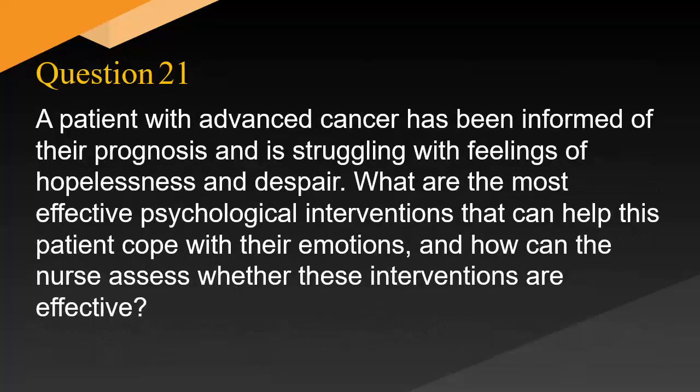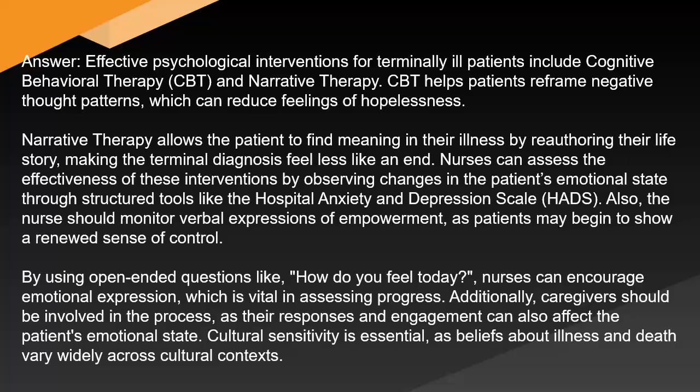A patient with advanced cancer has been informed of their prognosis and is struggling with feelings of hopelessness and despair. What are the most effective psychological interventions that can help this patient cope with their emotions, and how can the nurse assess whether these interventions are effective? Answer: effective psychological interventions for terminally ill patients include cognitive behavioral therapy (CBT) and narrative therapy. CBT helps patients reframe negative thought patterns, which can reduce feelings of hopelessness. Narrative therapy allows the patient to find meaning in their illness by reauthoring their life story, making the terminal diagnosis feel less like an end.